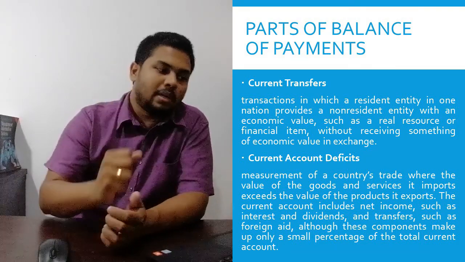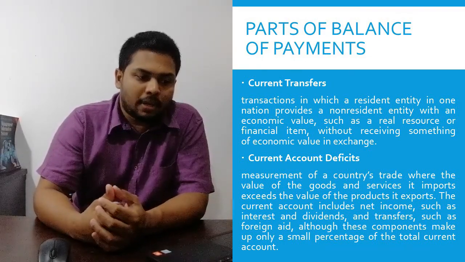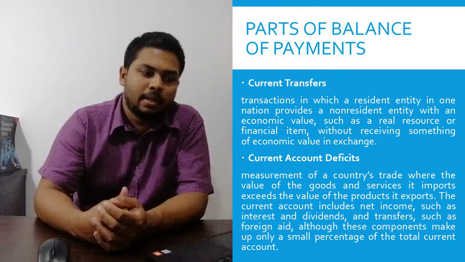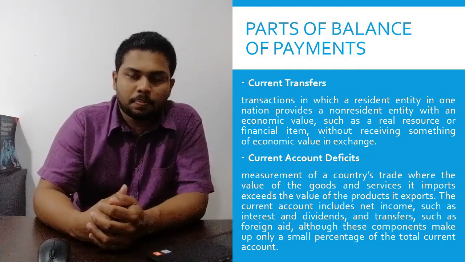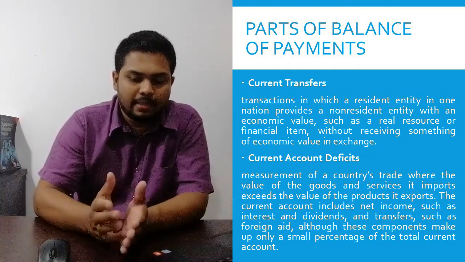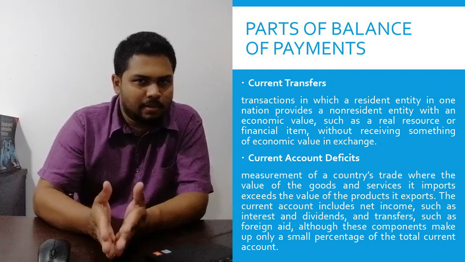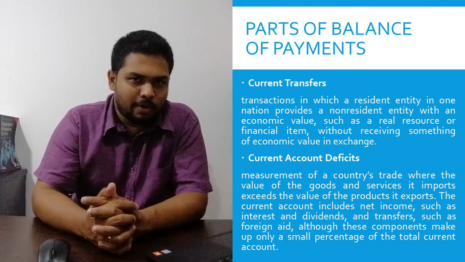The current account includes net income such as interest and dividends, and transfers such as foreign aid, although these components make up only a small percentage of the total current account. Now see, if there's a deficit, it is an unfavorable circumstance for an economy, right? You have to remember all these things.